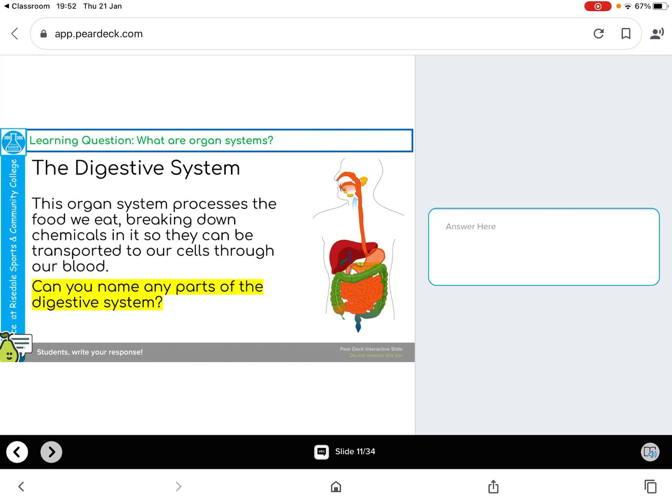Now, I would say on a question like this, where it's like, can you name any parts of the digestive system? If the answer is no, just write no. And then at least I know that you've had a go at the question. You haven't just skipped the arrow at the bottom.